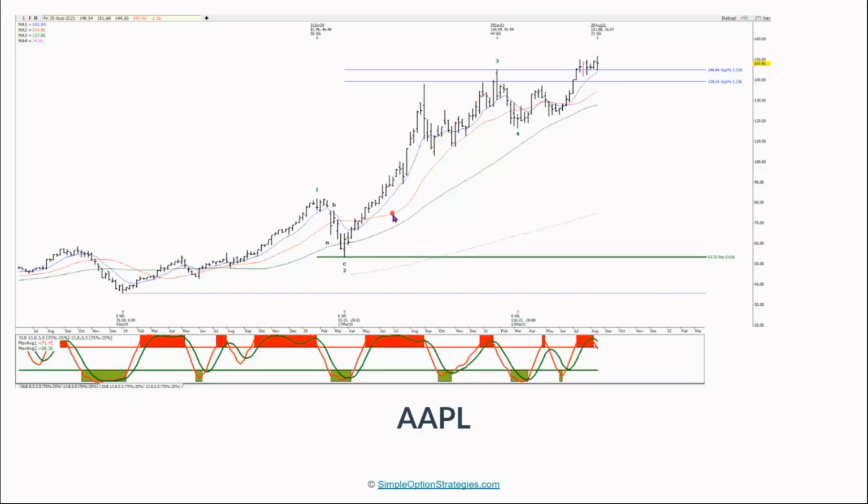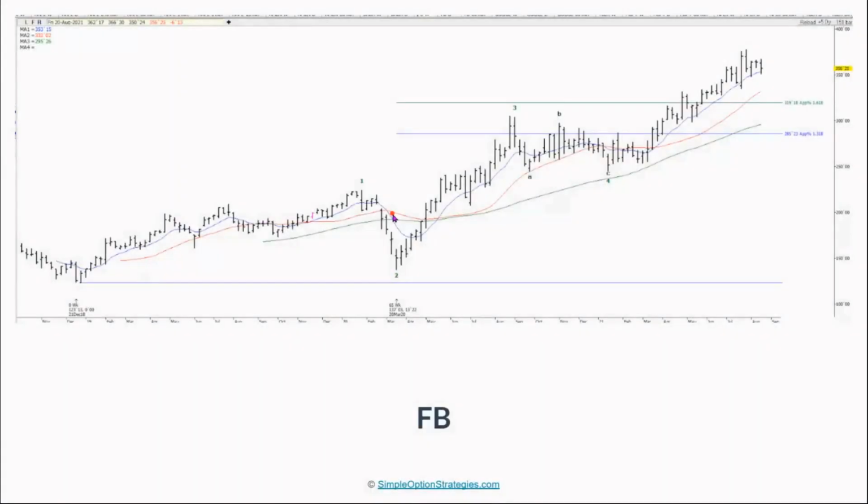Let's take a look at one more here. Facebook. Same deal here. 1 up, 2 down, 3 comes in here right in the 1.318 and 161.8 right here. So that's another good example of a wave 3 right there. So before we move on to wave 4s, do you have any questions?